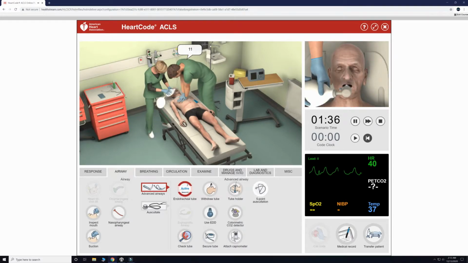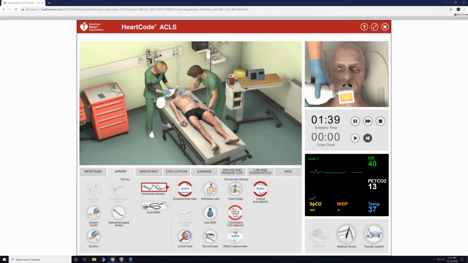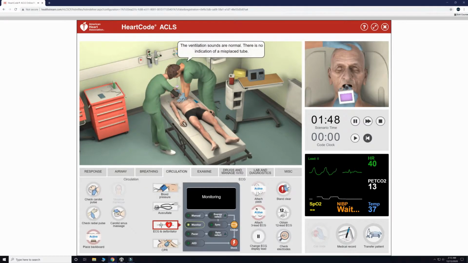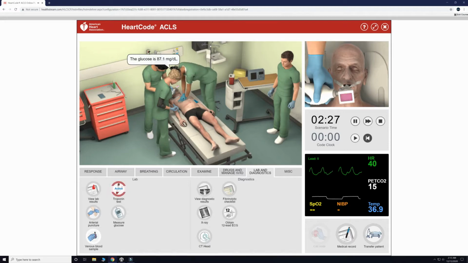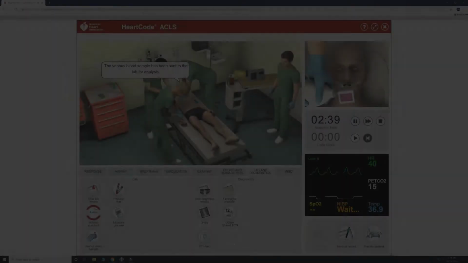In this case, we do have a correctly placed ET tube, and we will switch from a 30-to-2 ratio of compressions to breaths to continuous chest compressions and a rate of 10 breaths per minute. Now that the code team has arrived, we will collect labs consisting of a blood glucose, a troponin, venous blood, and arterial blood sample.